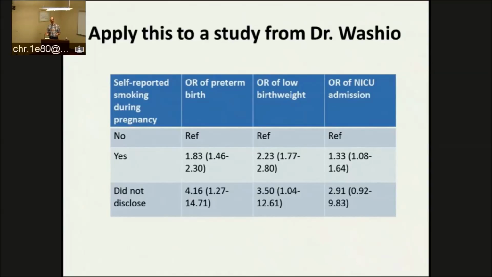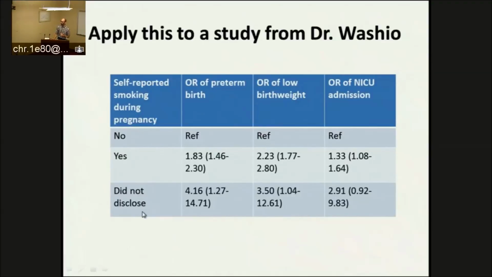Did you smoke during pregnancy? Are you smoking now? Have you smoked before while you were pregnant? And we have answers to that question. It's self-reported, of course. You could say no, you could say yes, or you can even just fail to disclose or decline to disclose the information.